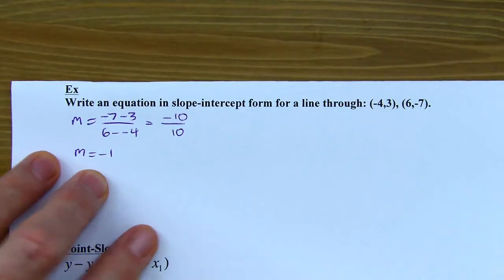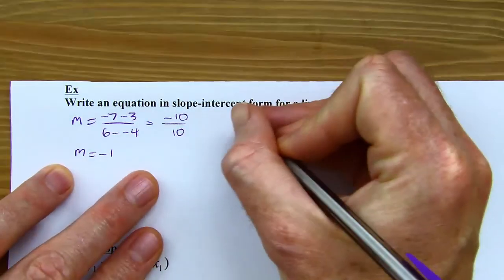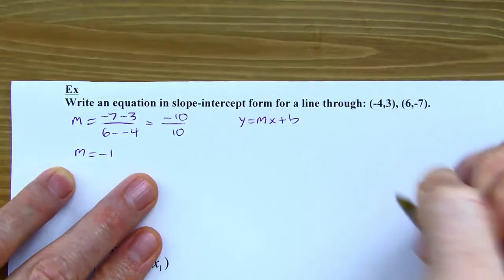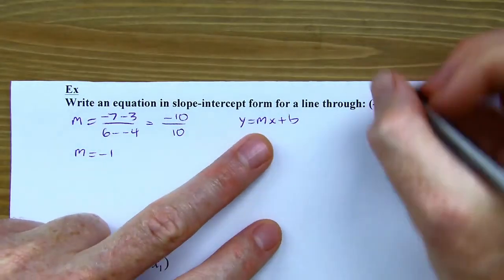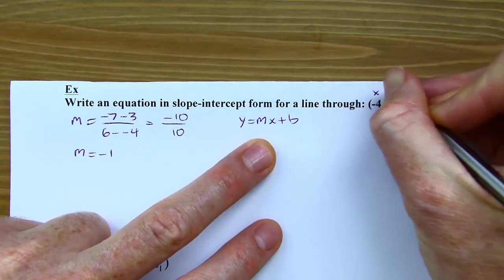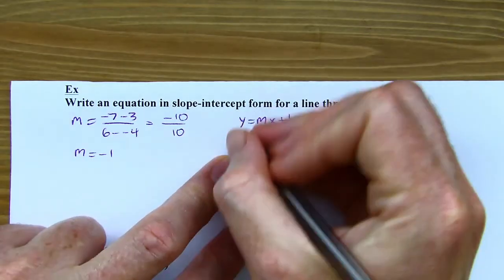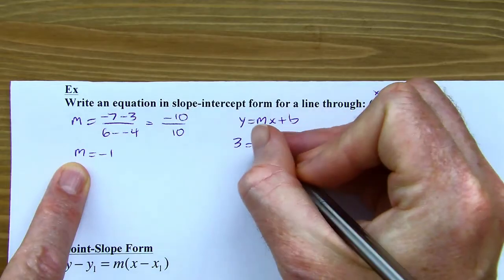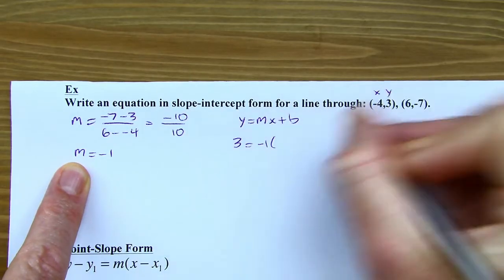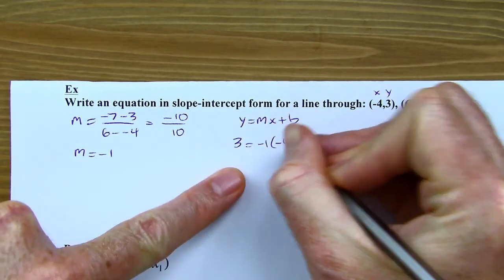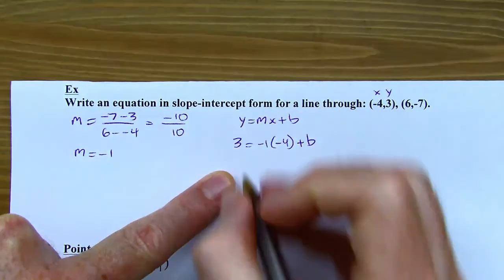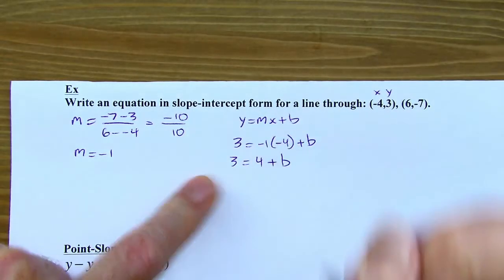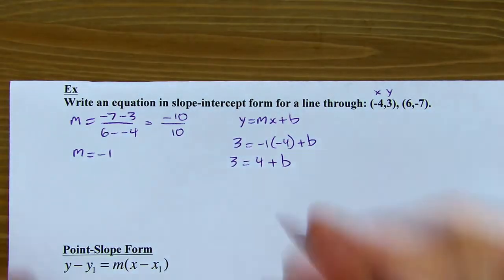Okay, so phase 1 complete. Now let's use y equals mx plus b. I'm going to substitute in one of the xy pairs. I'll use that first one. So I'm going to put in 3 for y. And I've also got the slope. Okay, and then the x was negative 4. I'll do the multiplication there. And then I'm going to subtract 4.